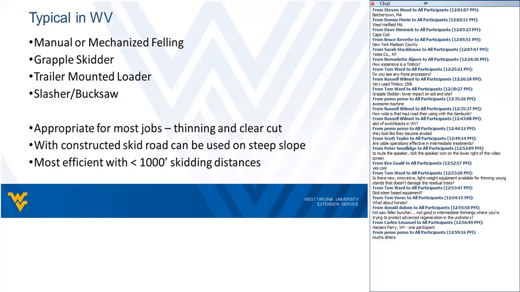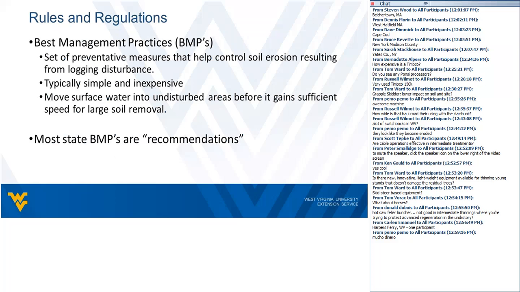Even though the skidder is not really appropriate for the type of topography we have, if we build the skid roads, it then becomes appropriate. And they're most efficient when you have less than about 1,000 feet of skidding distance. And so the shorter the skidding distance is, the faster, more productive you can be, and the lower the cost by the piece will be.